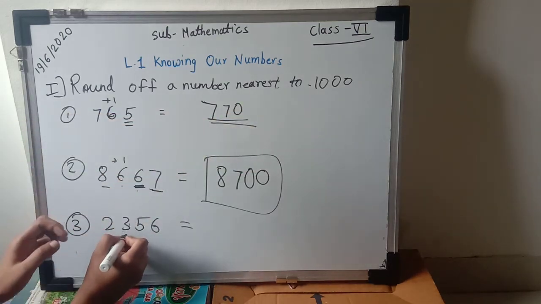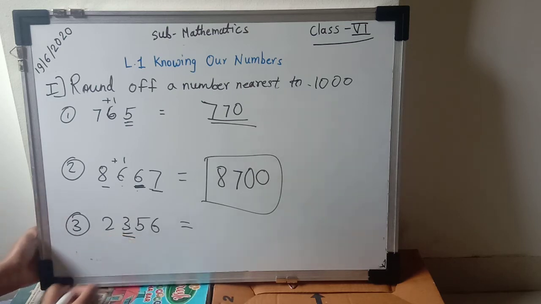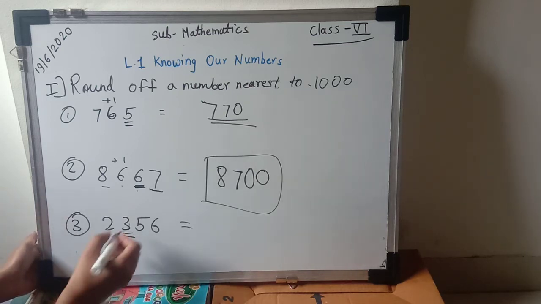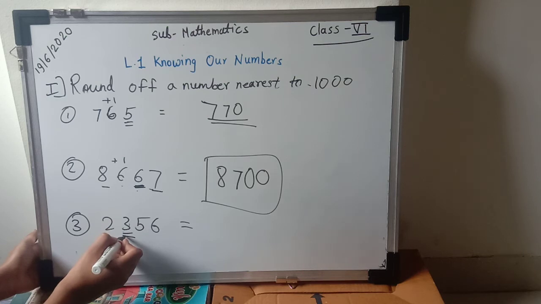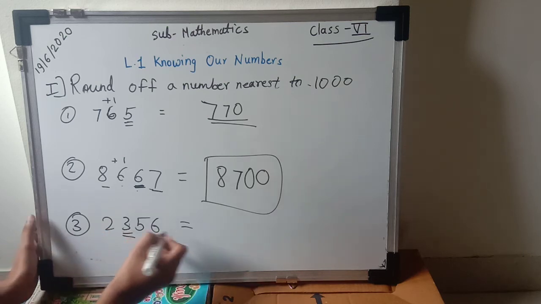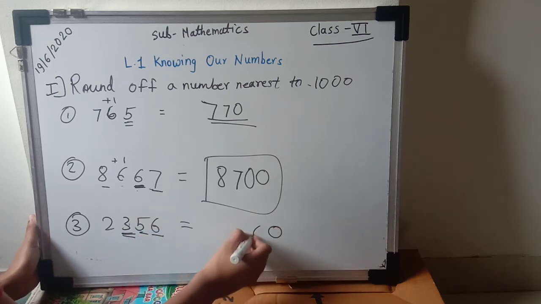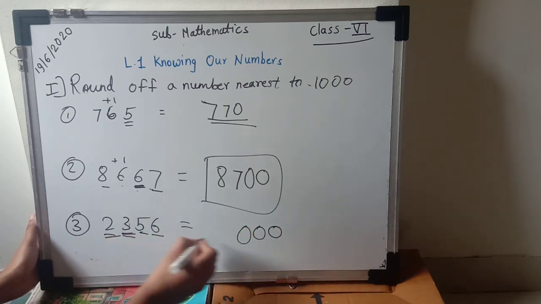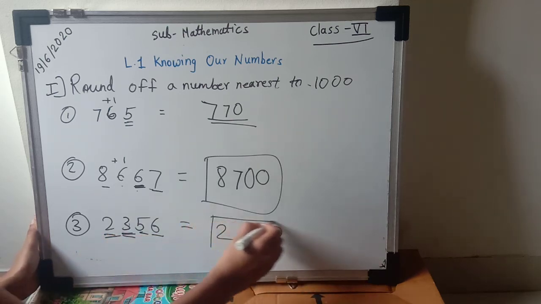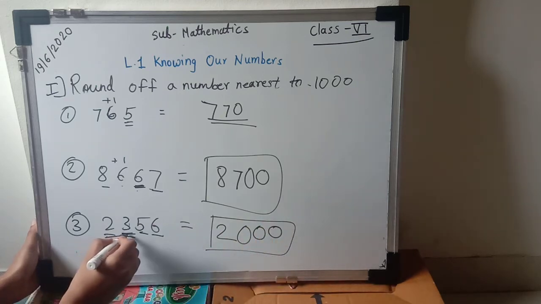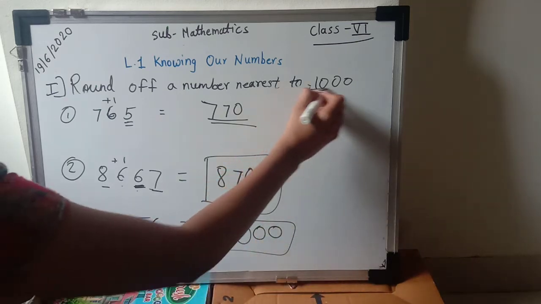So when we are rounding up the number nearest to 1000, which place do we have to see? That is 100. On the 100 place here 3 is there, which is less than 5. So replace the 100, tens and ones place by 0 and write the other number as it is. So this is the rounded number of 2356, which is nearest to 1000.